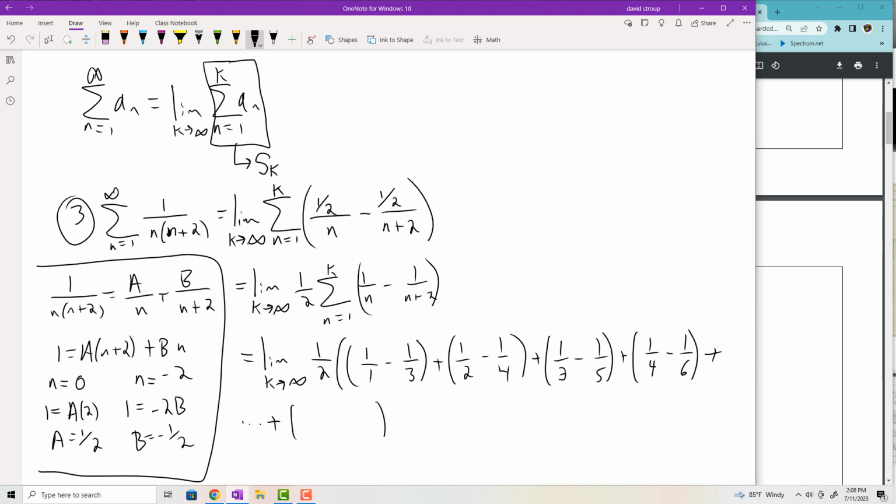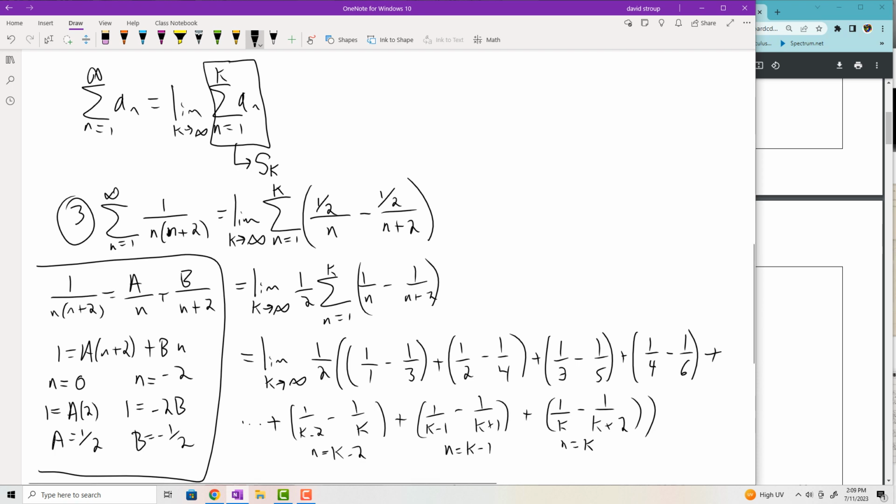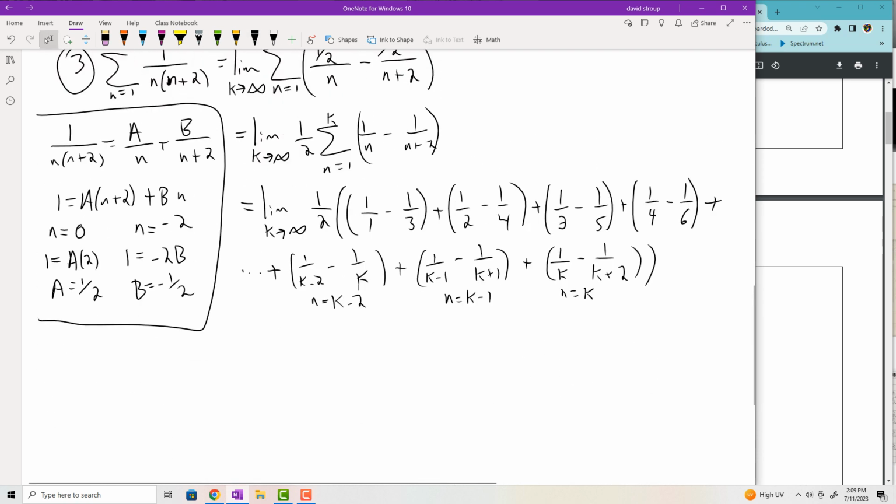And now I usually just put in the last 3 terms. The last term is n equals k. The second to last term, k minus 1, and then the third to last term, k minus 2. Great. Substitute. K minus 1 plus 2 is k plus 1. And then start looking for the pattern.